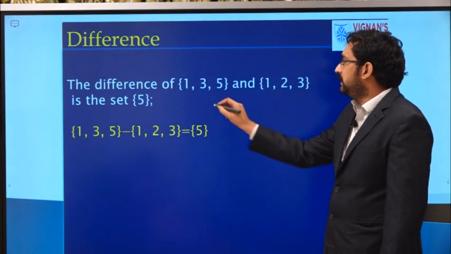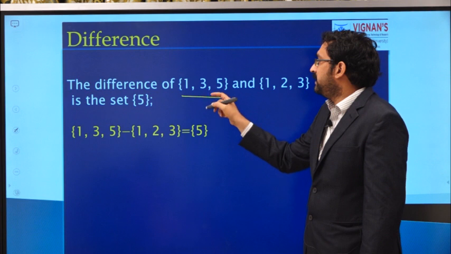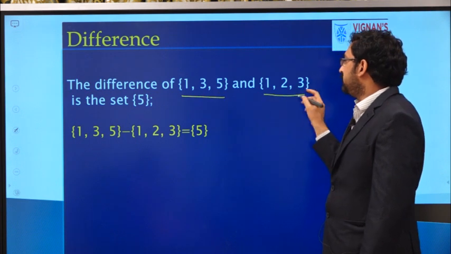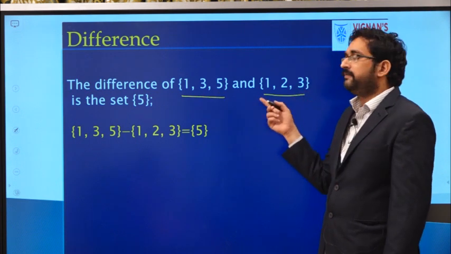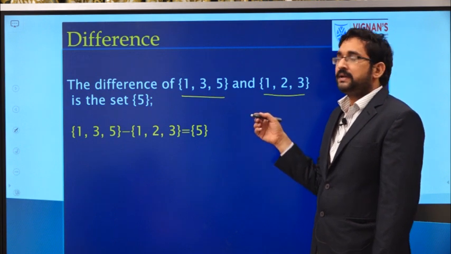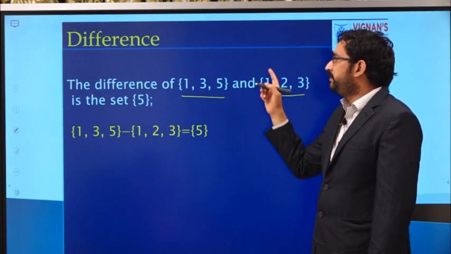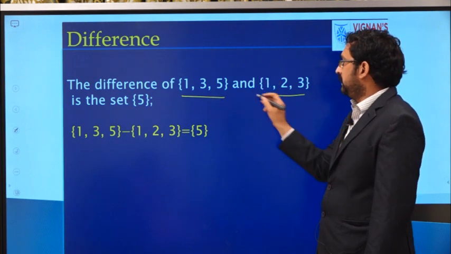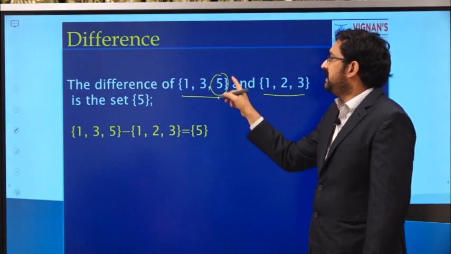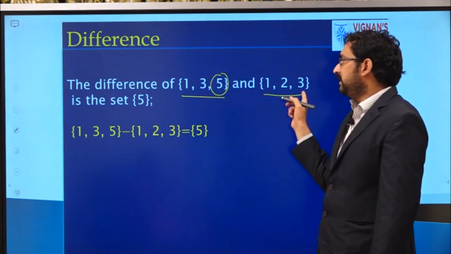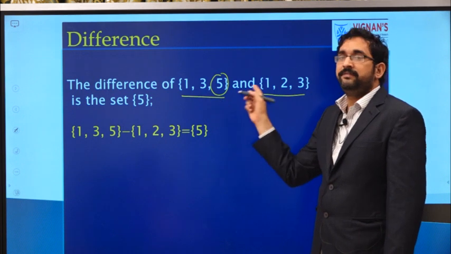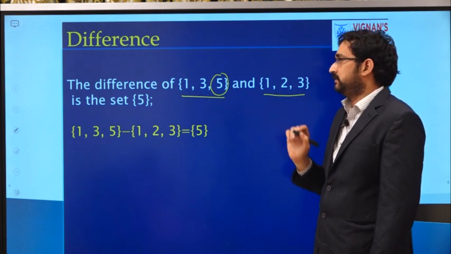Consider one example. A contains elements 1, 3, 5. B contains elements 1, 2, 3. We have to find the difference. So what is the difference? The element should be in A but not in B. Here if you observe, 5 is in A but not in B. That's why the difference between the given sets is 5.